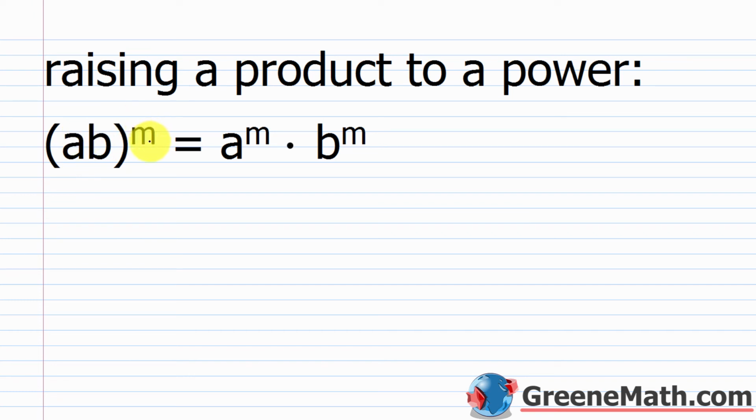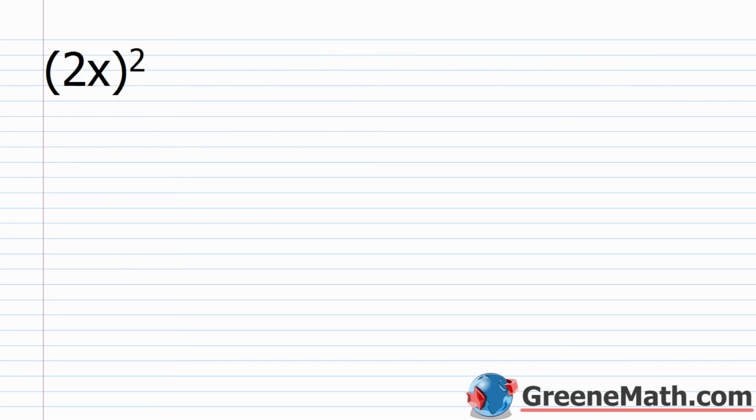So if I have this product here, which is a times b, and it's raised to the power of m, I can split it up and say this is equal to a to the power of m times b to the power of m. So in other words, if I have 2x and this is raised to the power of 2, or it's squared, I can break this up and say that I have 2 squared times x squared. All I did was take this and make it an exponent on each one of those individually.